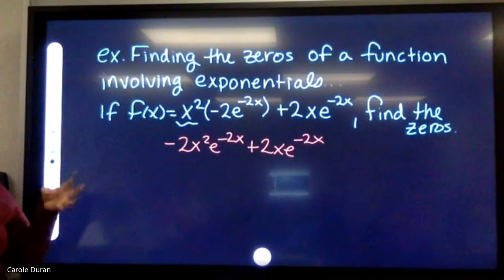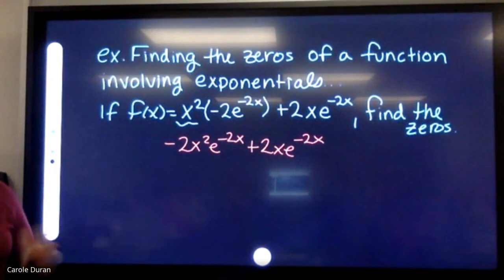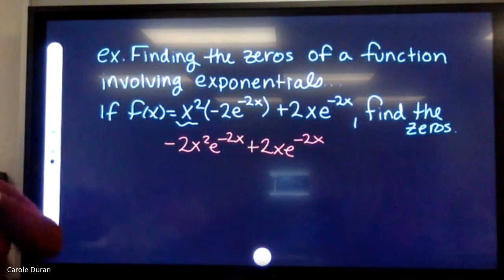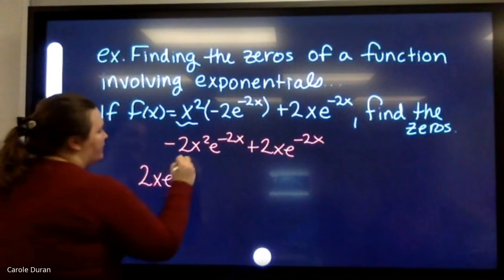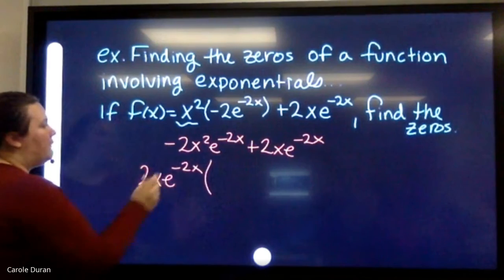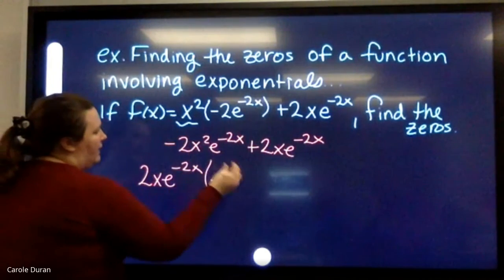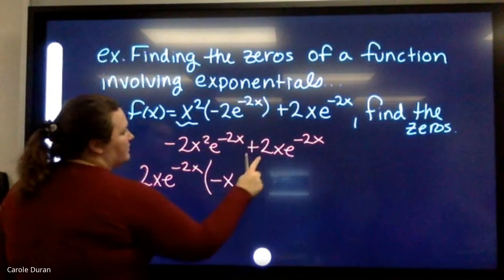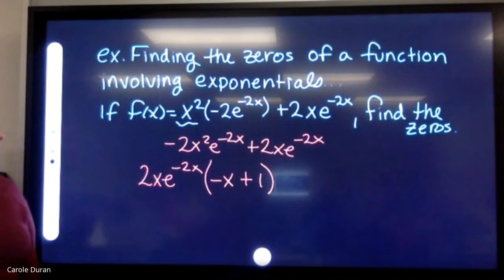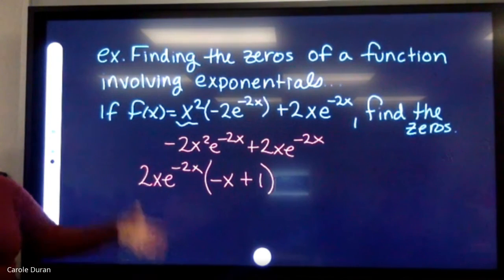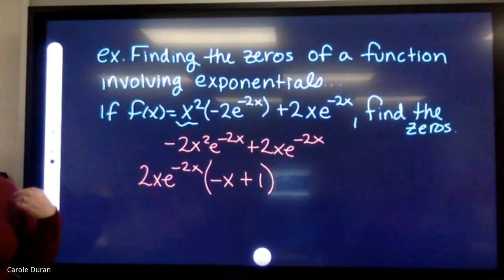Since this is as expanded as I can go, I now look for common factors. Is there anything that both of these terms share? 2x e to the negative 2x. Both of these terms have that. So I'm going to take a 2x e to the negative 2x out of each of these. What I'm left with then is the negative 1 from here and the x, plus all of this came out, so I'm just left with the 1. So I now have 2x e to the negative 2x times the quantity negative x plus 1. So I just pulled out that common factor and put it out front.